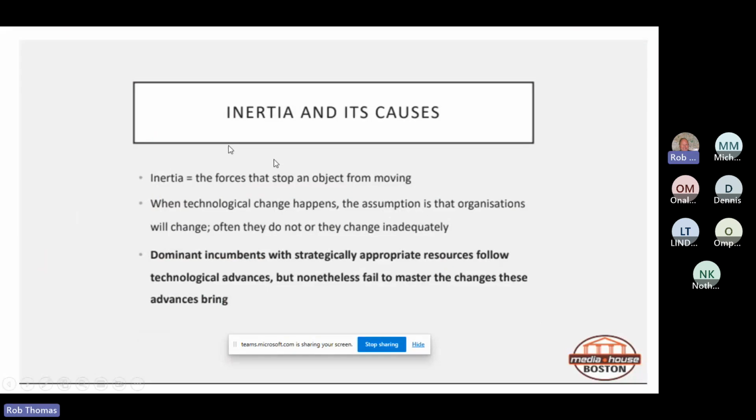Current slide. Okay, when technological change happens, the assumption is that organizations will change. Often they do not, or they change inadequately. So we spoke about some examples this morning. You guys told me about the taxi industry. You guys told me about the SABC, about Musica. I spoke about Nokia and BlackBerry as examples.